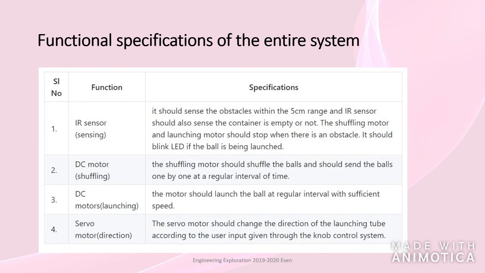The functional specifications of the entire system are: air sensors for sensing the presence of balls as well as the obstacles in front of the launching, DC motors for shuffling the balls, DC motors for launching the ball, and a servo motor to change the direction of the launching of the ball.